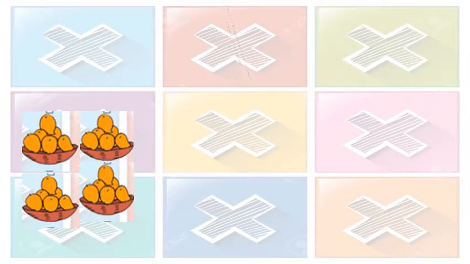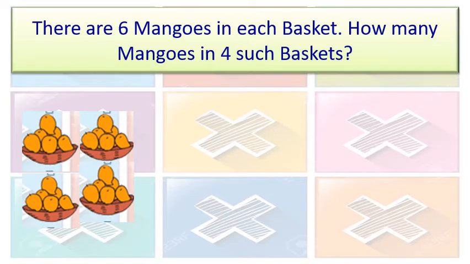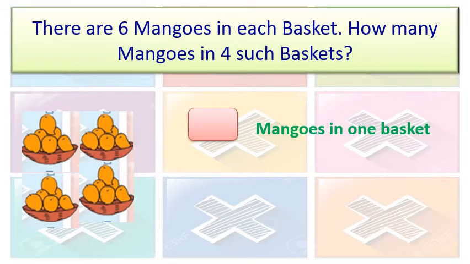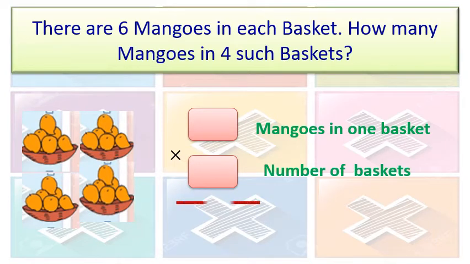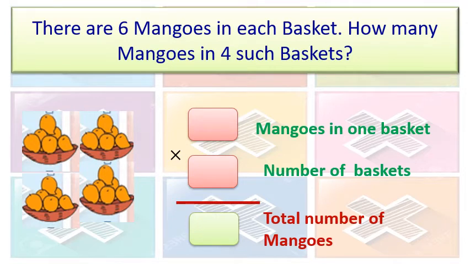This is a mango sum. There are 6 mangoes in each basket. You can see here, correct? How many mangoes in 4 such baskets? Here, first we will write down mangoes in one basket multiplied by number of baskets. That gives us the total number of mangoes.